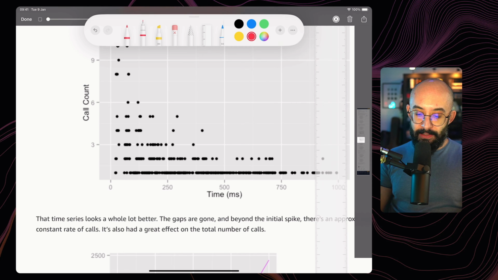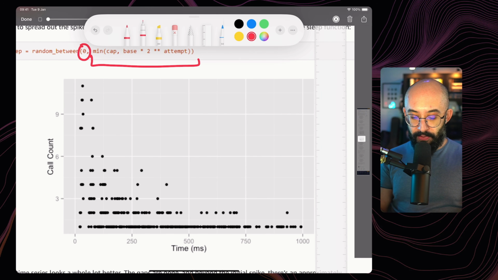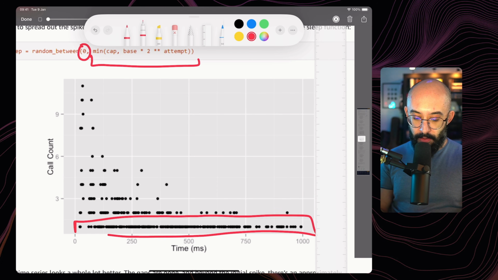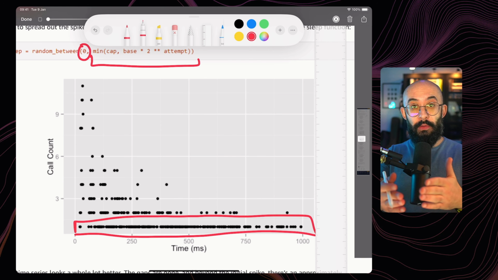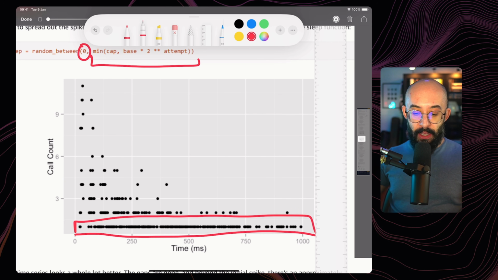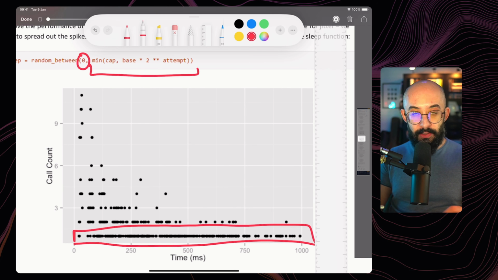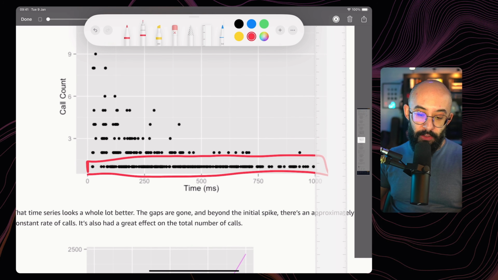And what that does is it distributes the calls to something more like this. So over time, you will see here that the calls are distributed more equally across a longer period of time, and that reduces a little bit the contention on their service because of that randomization that they just added. Yes, there will be some small clusters, but these clusters are not as big as they were before introducing jitter.